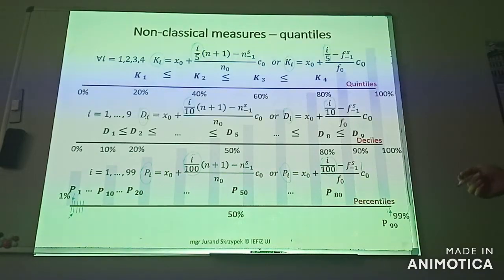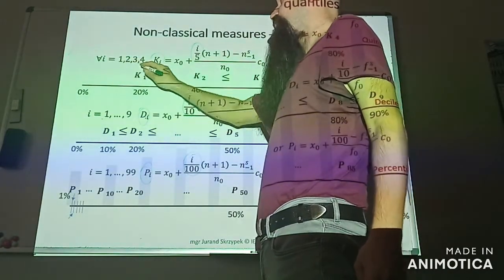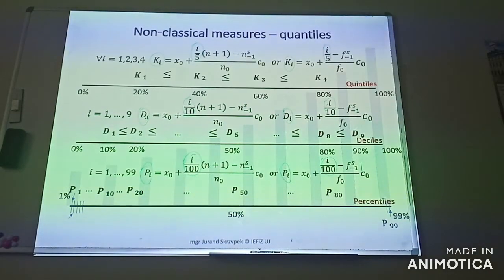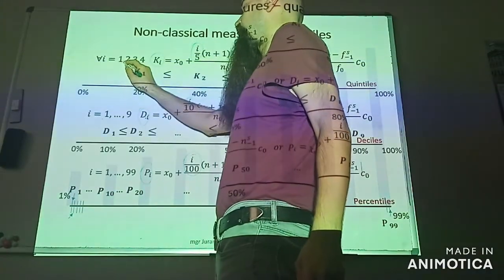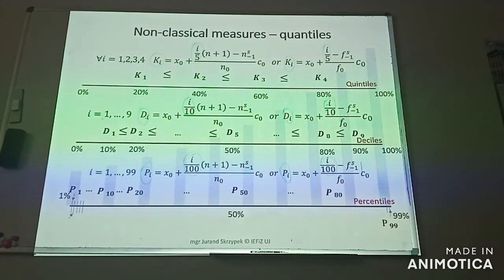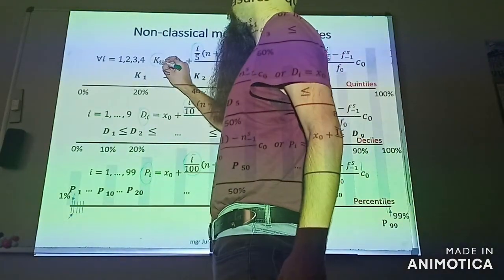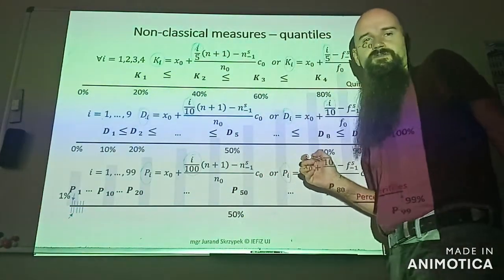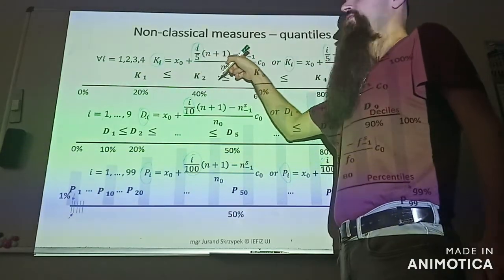And that's all. First, we have quintiles. As I said before, we have 4 quintiles and 5 quintile groups. So from i equal 1 up to 4, we compute respectively the next quintiles. The first quintile is 1/5, 20% of the population size increased by 1.